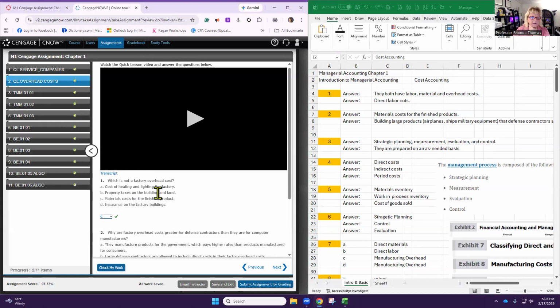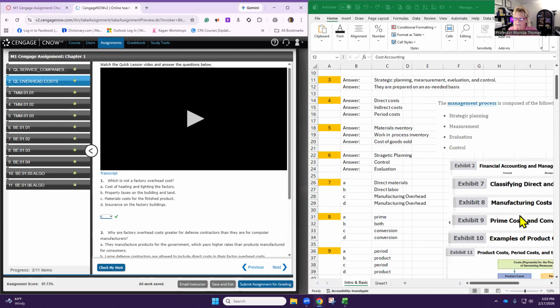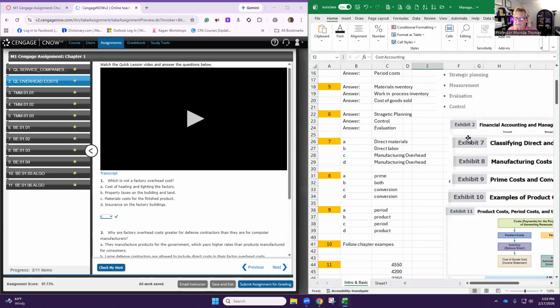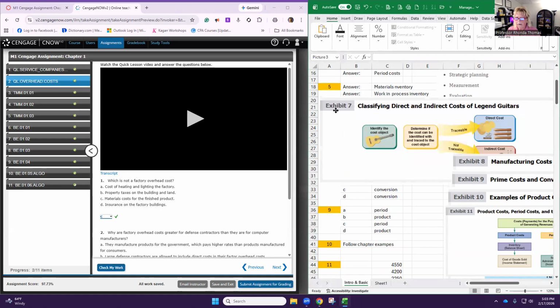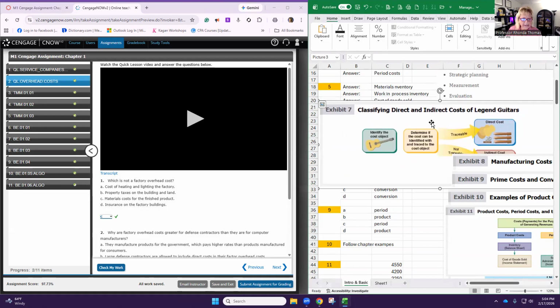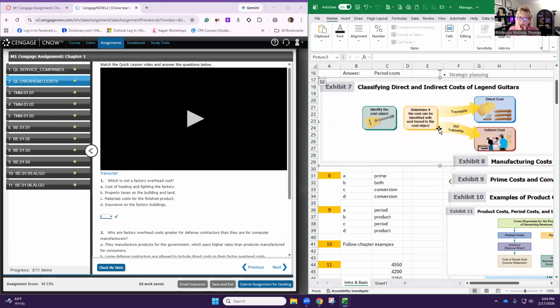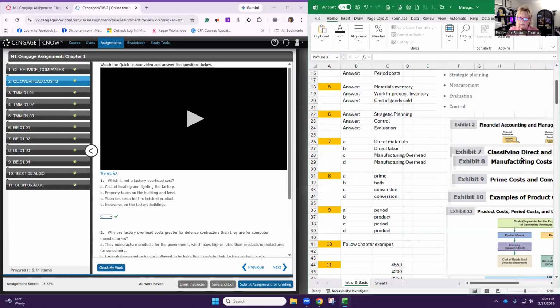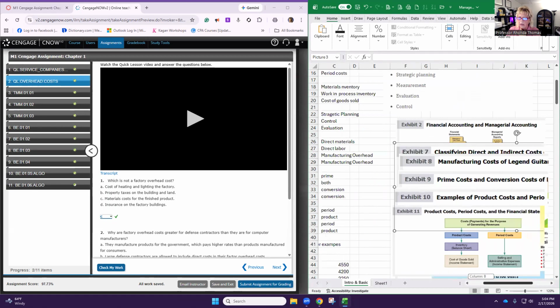which is not a factory overhead cost. So let me show you how these get divided up. Okay, classifying. Okay, we have direct materials, direct labor, manufacturer overhead. Here's the definition of direct and indirect, okay? Direct is traceable. Indirect is not usually traceable. Okay, so let me see what else I have here.